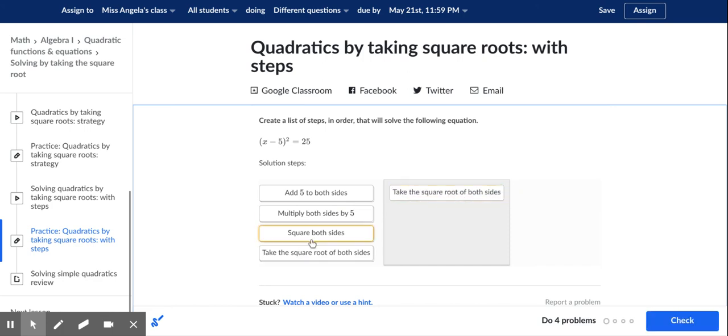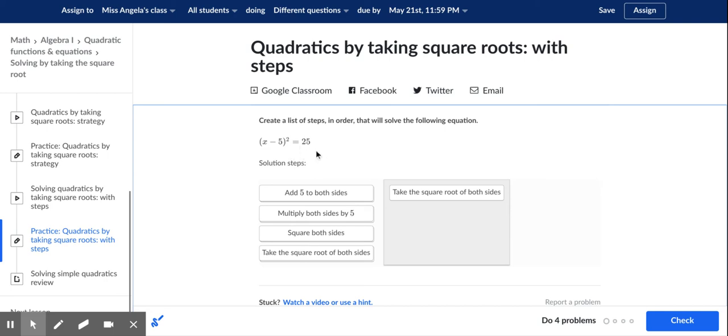That's a different thing from squaring both sides, right? Squaring both sides would be, this would become x minus 5 to the fourth, and this would become 25 squared. That's not what I want, right? I want the opposite of that. So it's not squaring both sides, it's taking the square root of both sides.